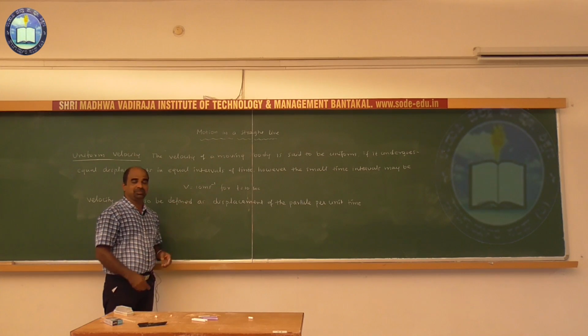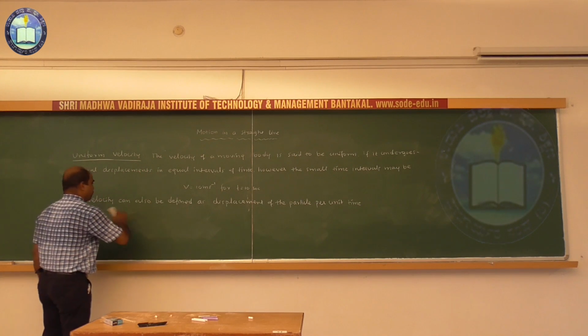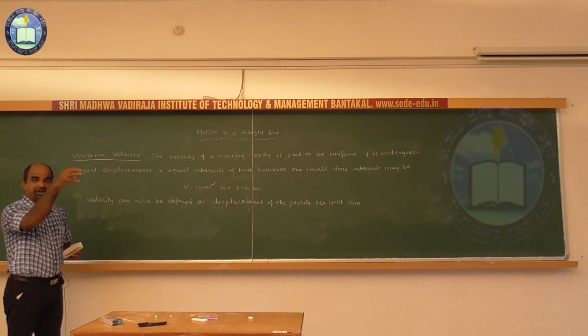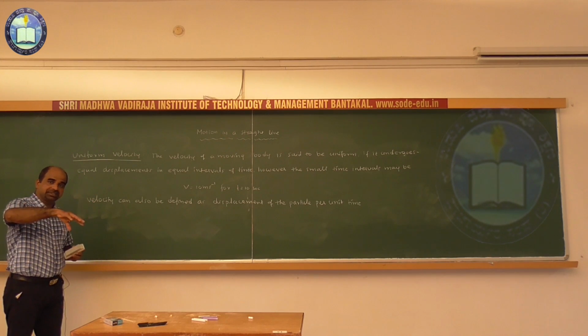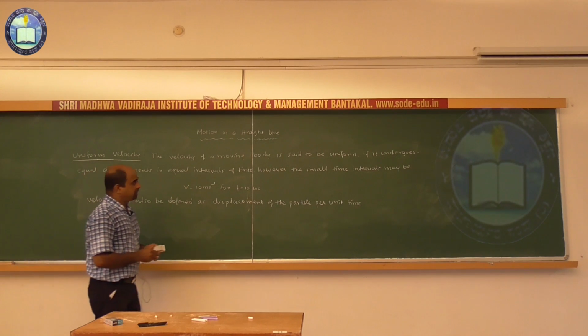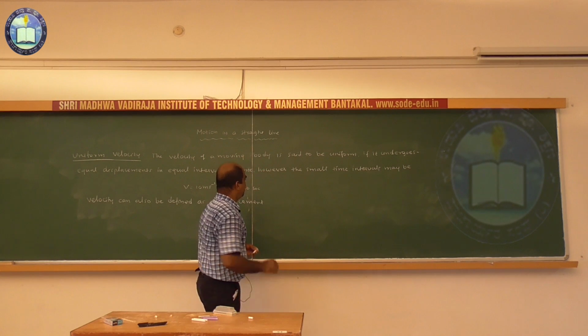Then the velocity of this particle is said to be what? Uniform. If a body covers unequal displacements in equal intervals of time, or equal displacements in unequal intervals of time, got it? Let me explain how velocity of the body is said to be uniform, like this.